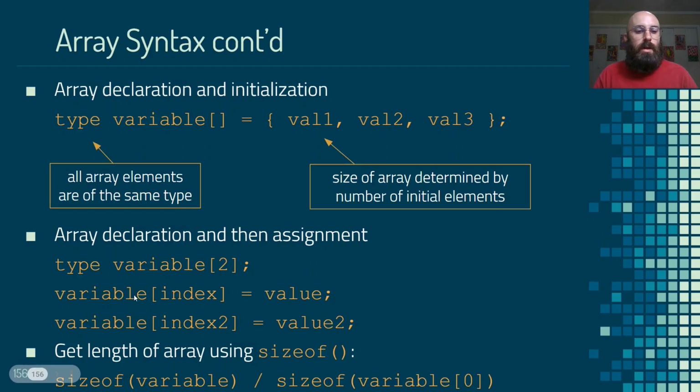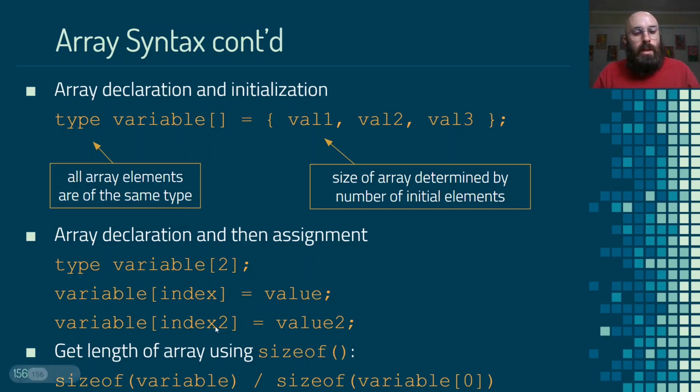So I could say variable at some index defined by this value equals value, and then variable at this other index 2 equals value 2. This is updating, or assigning, the values at this specific index, and that is a valid operation. So we can both get the values and set new values inside of the array.